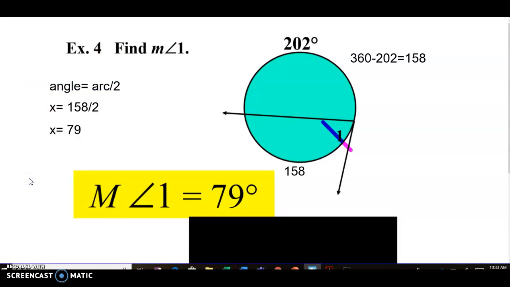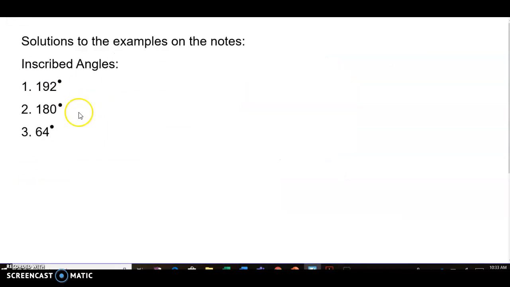Now, on your notes, there are 3 additional examples under this section called inscribed angles. Here are the solutions for those. If you have any questions, please feel free to email me about that, but I wanted to go ahead and give you those solutions.